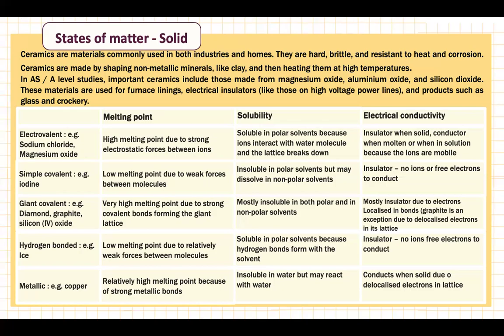Hydrogen bonded, example ice, they have low melting point due to relatively weak forces between molecules. Soluble in polar solvent because hydrogen bonds form with the solvent. And ice is an insulator, no ions or free electrons to conduct.